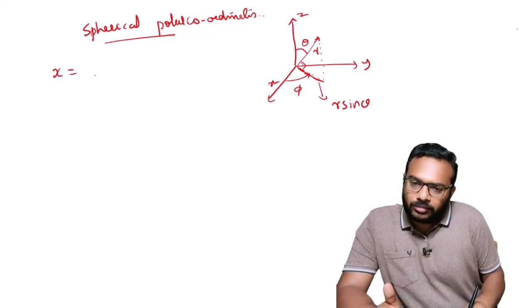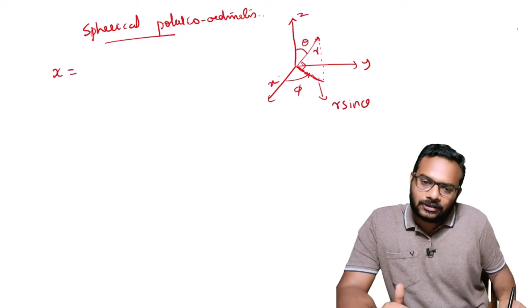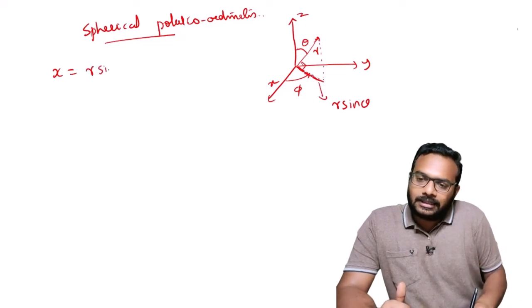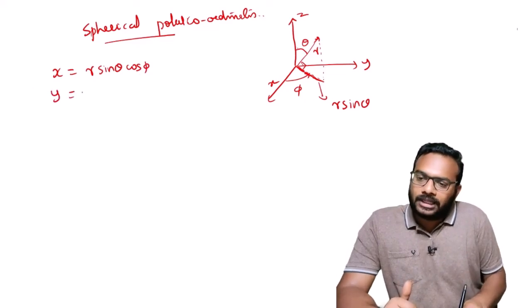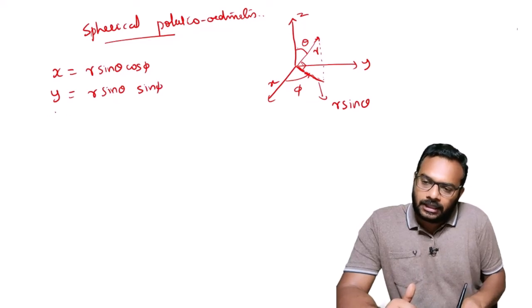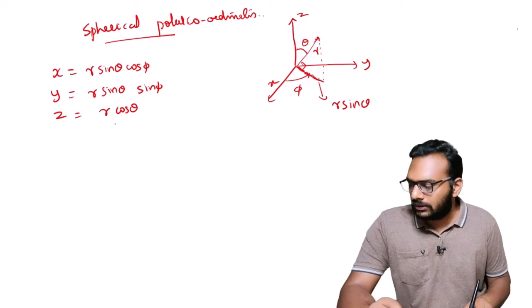With that we can write down the transformation equations easily. You may already remember that x is this length, r sine theta, so x is equal to r sine theta cos phi. y is equal to r sine theta sine phi, and z is equal to r cos theta.